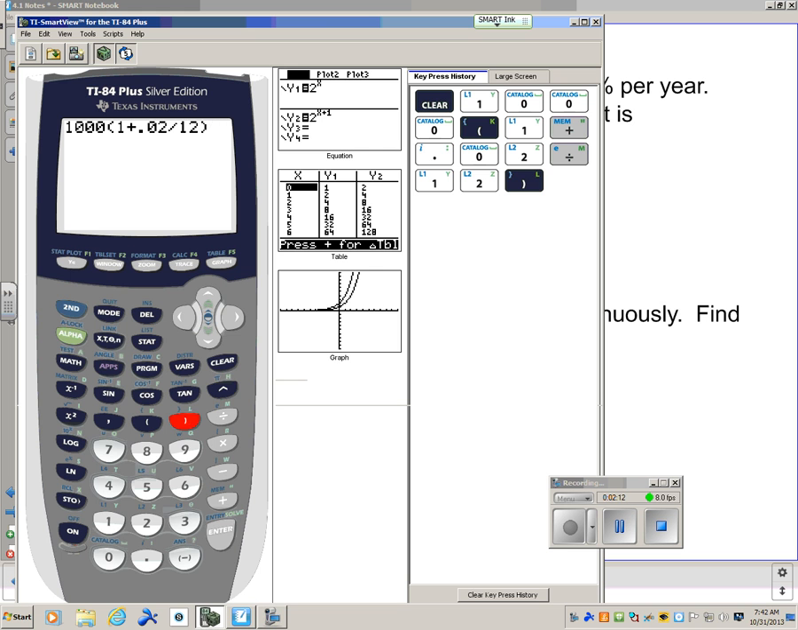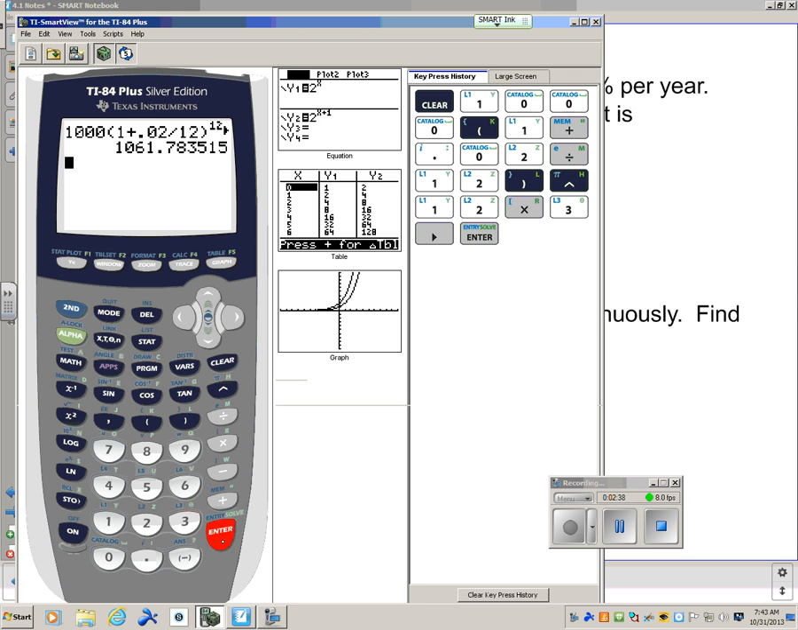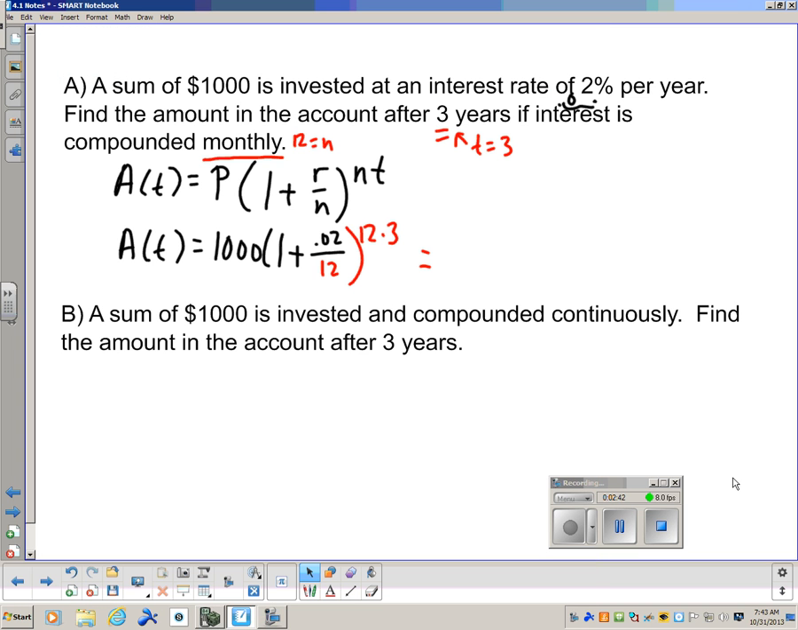And then caret key. Mine's going to put it up. Some of yours doesn't put it up, and you're going to have to put parentheses around the next 2 numbers here. So putting our values in there, it's 12 times 3. And if yours is not putting it up, you put that in parentheses. Otherwise, you're going to get the wrong answer. Your calculator's going to take it to the 12 power and then multiply the answer by 3 when you want it to the 36 power. So we end up getting $1,061.78.